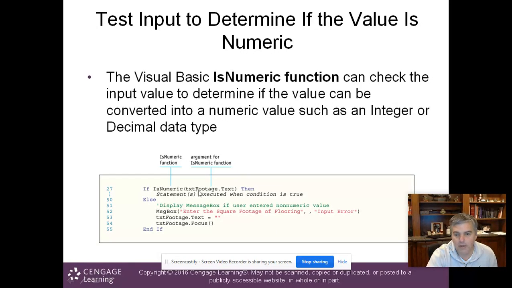So if they've entered an actual numeric value in text footage, we know this is a good value and we can go on with our code. So we do all our logic in here. Else, so if this isn't numeric, then we want to do something. We want to display a message box to our user and tell them to enter the square footage of footing as a numeric value, okay? And then we clear out the value for them, and we put our cursor back on the text footage value so that they can re-enter that value.